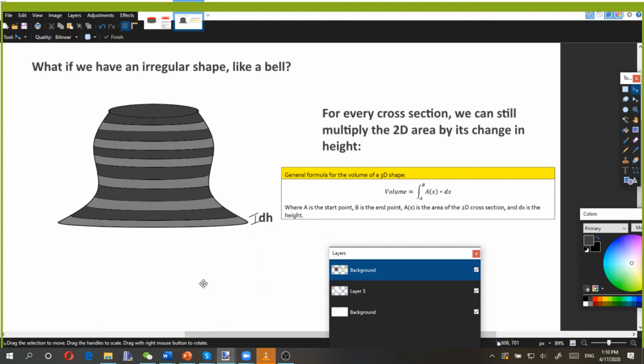Put another way, the volume of any shape is really just an area times height. If our shape changes as we go up, then we can just keep stacking area times height plus area times height plus area times height as we change, and we'll get the volume.